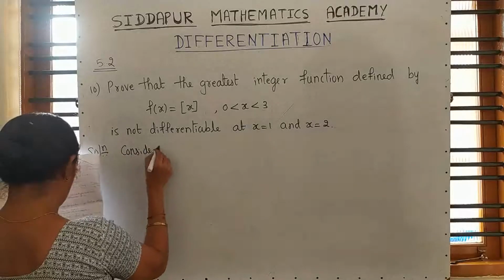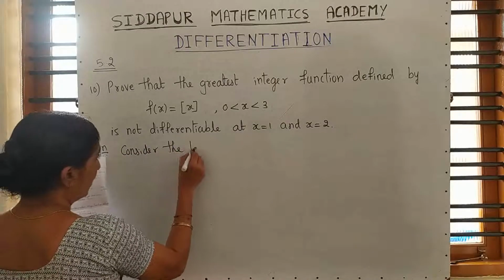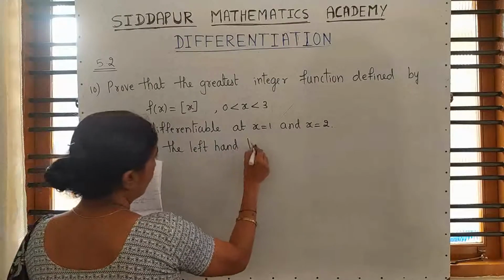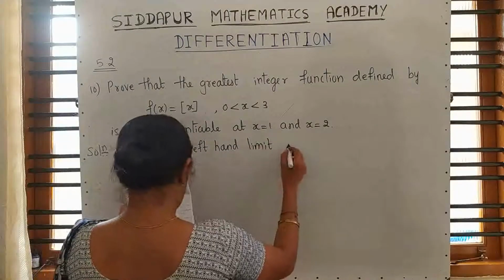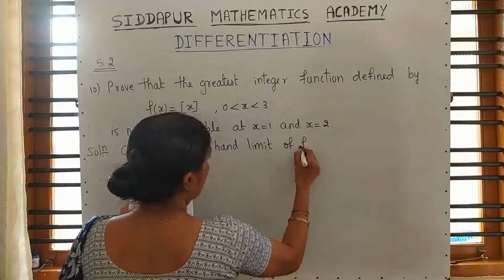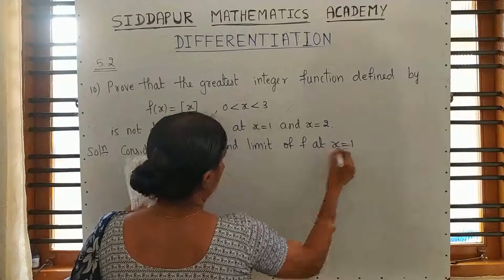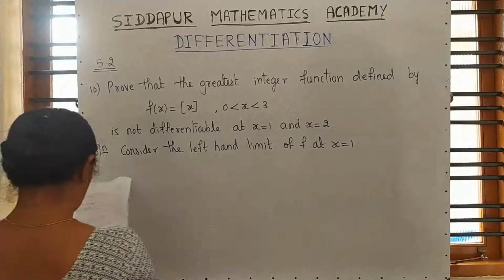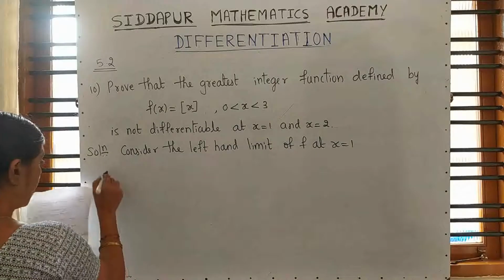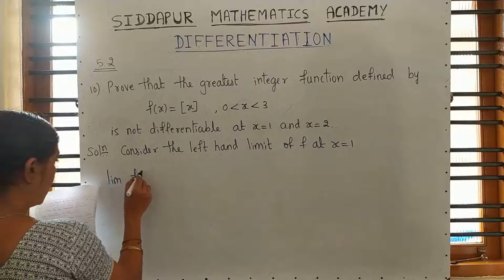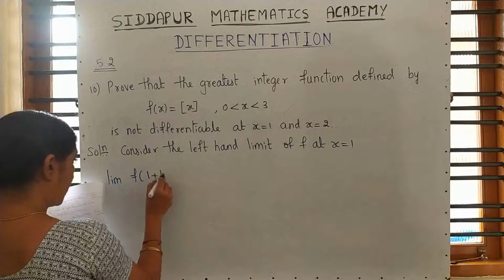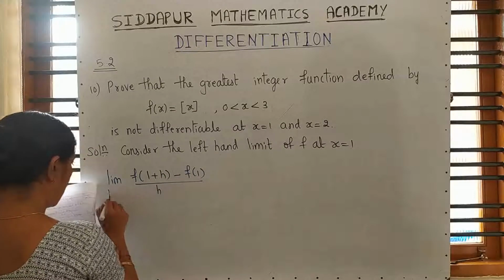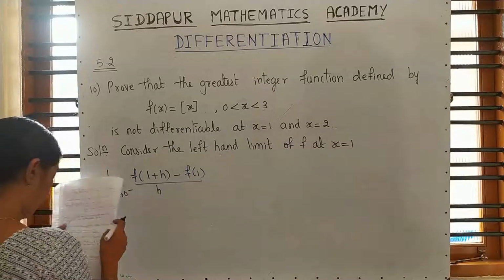Consider the left hand limit of f at x is equal to 1. Limit f of 1 plus h minus f of 1 upon h as h tends to 0 minus.